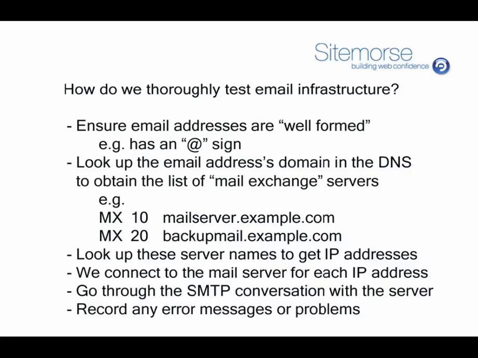So how do we thoroughly test email infrastructure? We ensure email addresses are well formed. So for example, if it's missing the @ sign, then it cannot be considered an email address. We report these as email diagnostics. For well-formed email addresses, we look up their domain in the DNS to obtain the list of mail exchange servers, so for example mailserver.example.com and backupmail.example.com, where 10 and 20 indicate the preference value; lower numbers should be contacted first.